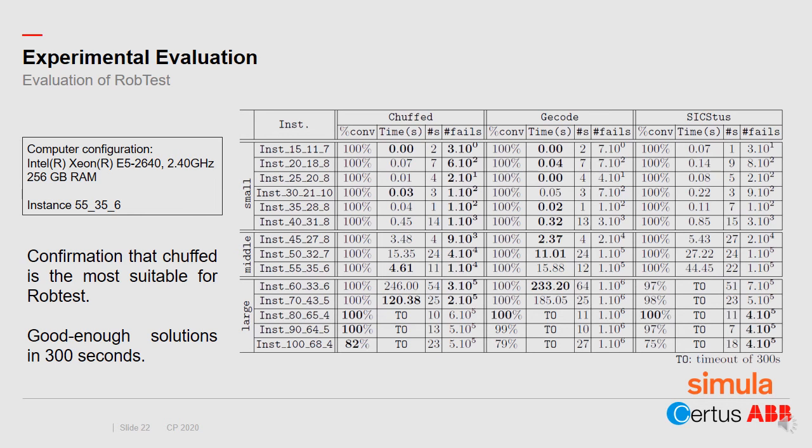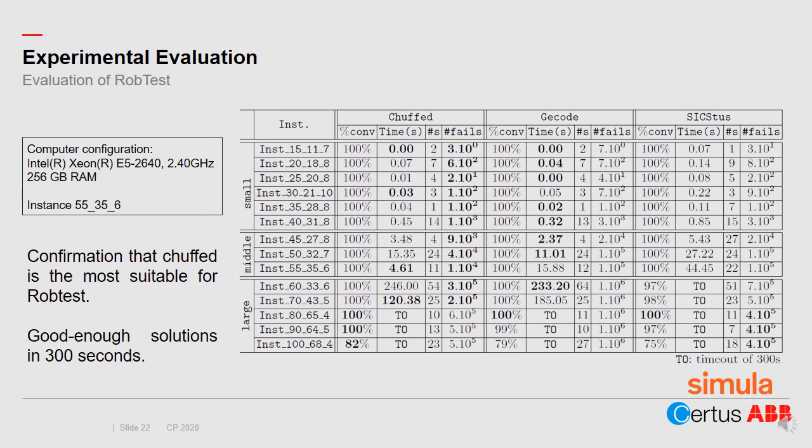However, the size of the search space to find the optimal solution is smaller with Shepherd than G-code and Sixtus. You can see this with the column of number of fail. So for small instances, Shepherd is better than G-code and Sixtus.